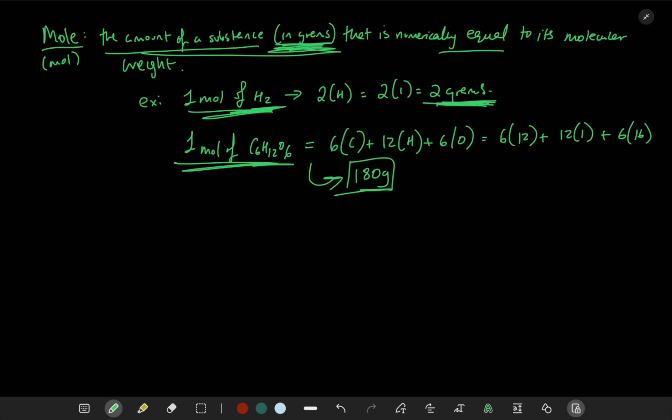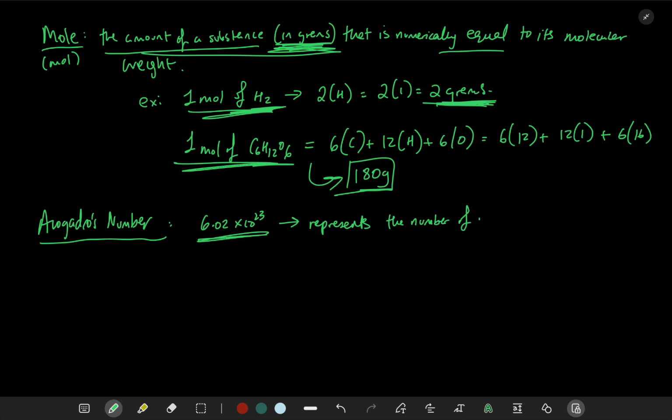Now let's look at another way. And the other way is called Avogadro's number. Okay, so what is that? Well, Avogadro's number is a specific number, and it's 6.02 times 10 to the 23, right? That's Avogadro's number. Now, what's the significance of Avogadro's number? Well, the significance is that 6.02 times 10 to the 23 represents the number of molecules in 1 mole of any substance, all right? So this number represents the number of molecules in 1 mole of the substance.